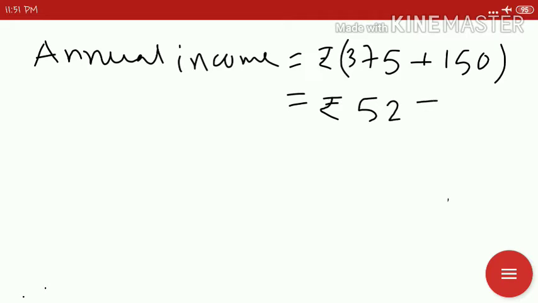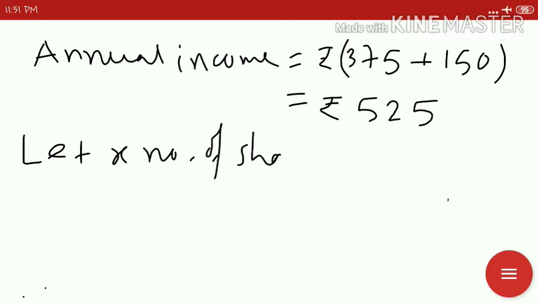So now he wants to increase his annual income to 525. For that, how many shares does he have to buy? We will assume that he has bought X number of shares. Previously he had 50 shares. Now he has taken X number of shares more. So the increased annual income, 525, is calculated upon the extra shares of X.